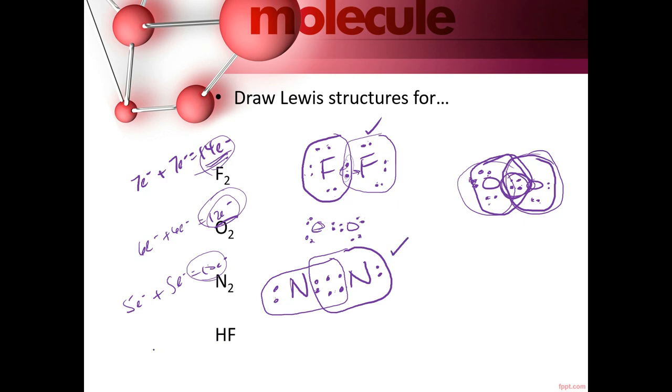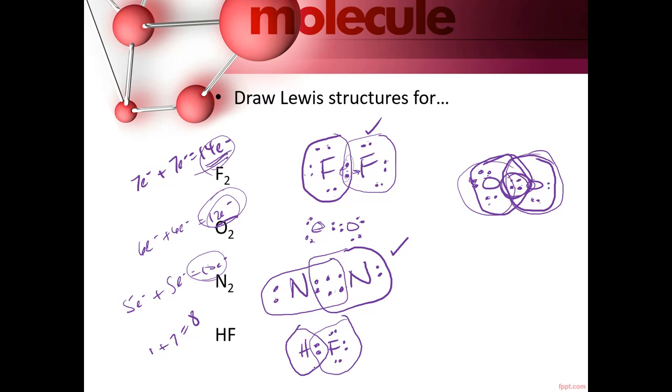Last one, hydrogen and fluorine. Hydrogen has 1 valence electron. Fluorine has 7. That's a total of 8. I'm going to put H and F next to each other. We're going to start with pairs of shared electrons. There's 2, 4, 6, 8. Fluorine is good, but oh no, hydrogen has not met the octet rule.